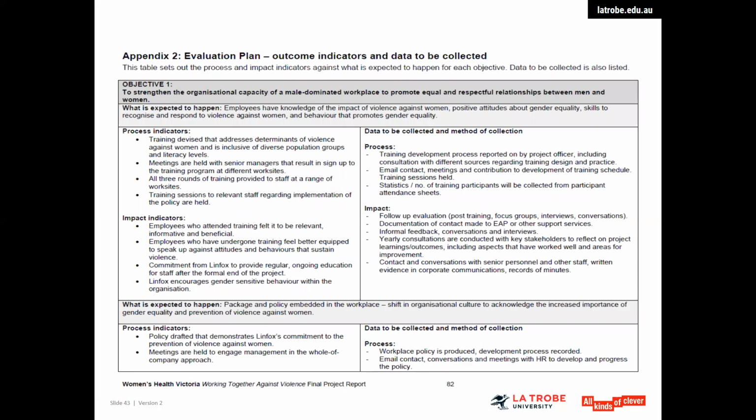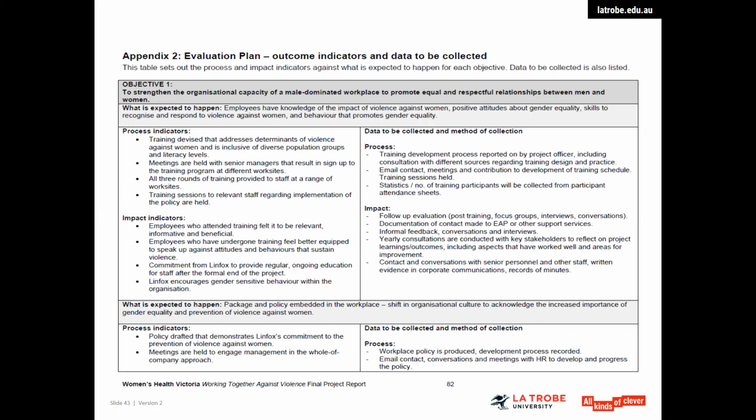This here, which is up on LMS as well, is an example of an actual real life evaluation plan. So when we talk about program logic, indicators, and having a template for planning your evaluation, we're not saying that because we think it's a good idea. We're talking about these things because this is what actually happens in practice. This is an example of an evaluation plan put together by Women's Health Victoria as part of their Working Together Against Violence project.